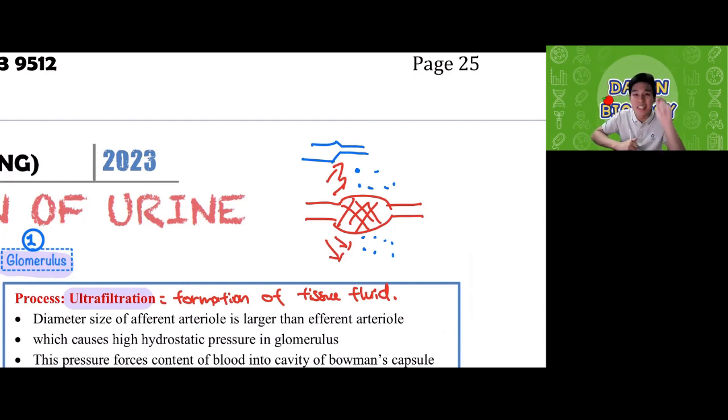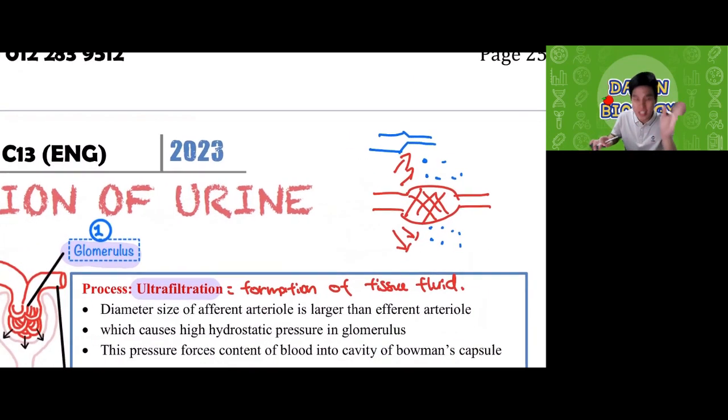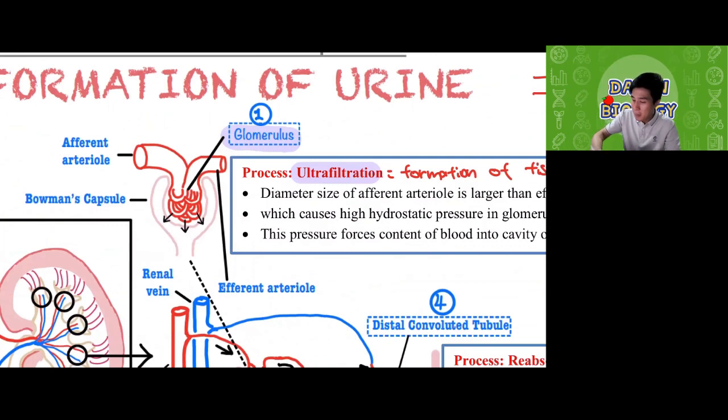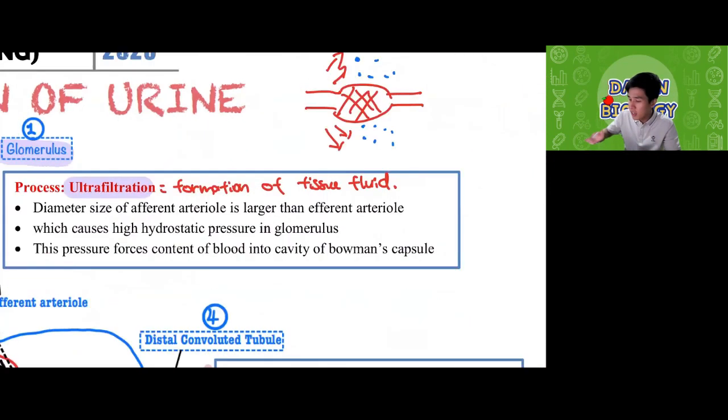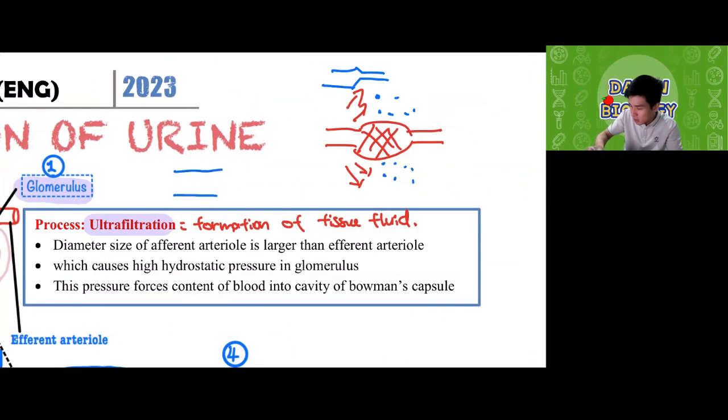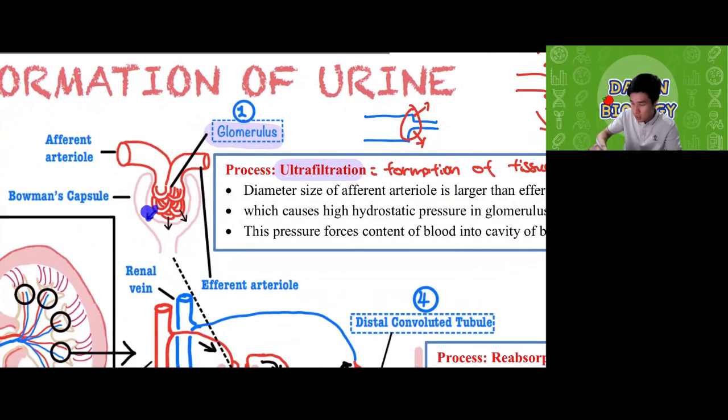Here is exactly the same. Big suddenly becomes small. So the afferent is big, the efferent is small, so they will meet somewhere inside here. The afferent is big, suddenly becomes small. Same thing here, this part will suddenly have the high hydrostatic pressure. So they will force the blood out. So when the blood comes out, then it comes into the nephron.